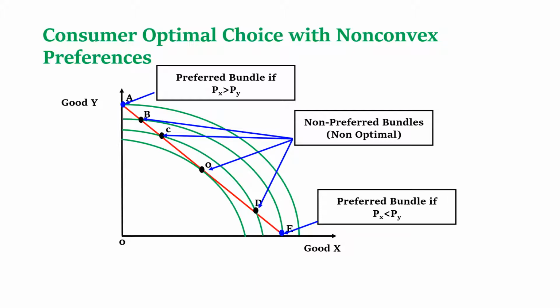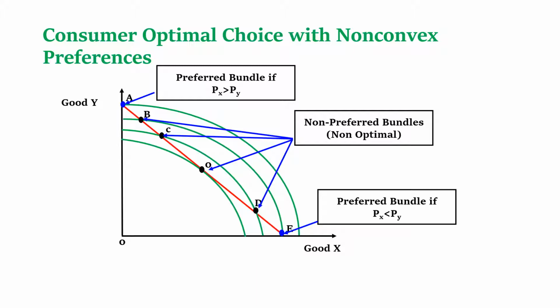Similarly, points B, C, and D are not preferred bundles because the slope of the budget line is not equal to the slope of the indifference curve at those particular points. For all those 3 points, the marginal rate of substitution is not equal to the relative prices. That is why B, C, and D are not preferable to the consumer. Because they are not preferable, we say they are non-optimal points.